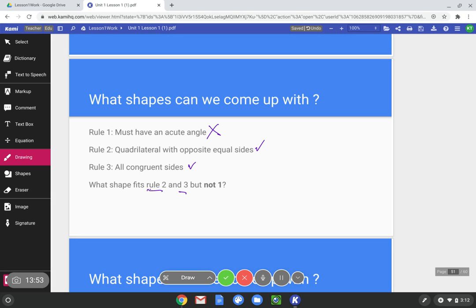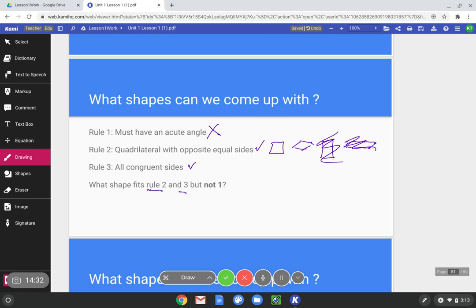So if we take it rule by rule, a quadrilateral with opposite equal sides, that could be a square, that could be a rhombus, that could be a rectangle, and that could be a parallelogram, because it's a quadrilateral with opposite equal sides. Okay, now we're going to apply rule 3, all congruent sides. Okay, so that means that all the lengths need to be the same. Well, that takes out rectangle and that takes out parallelogram. So now we're left with a square and a rhombus because they're quadrilateral and all sides are the same length.